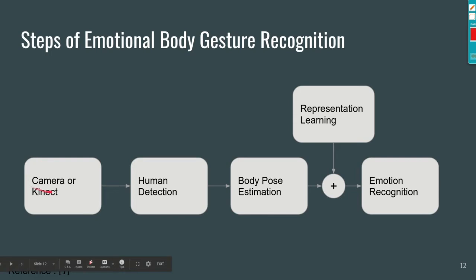So first, we will get the input from a camera or a Kinect, and then we will detect the human body, and then we will estimate the body pose, and then with the help of representation learning, extract features that can be fed to a classification model, which then will recognize the emotion. So let's discuss each step.